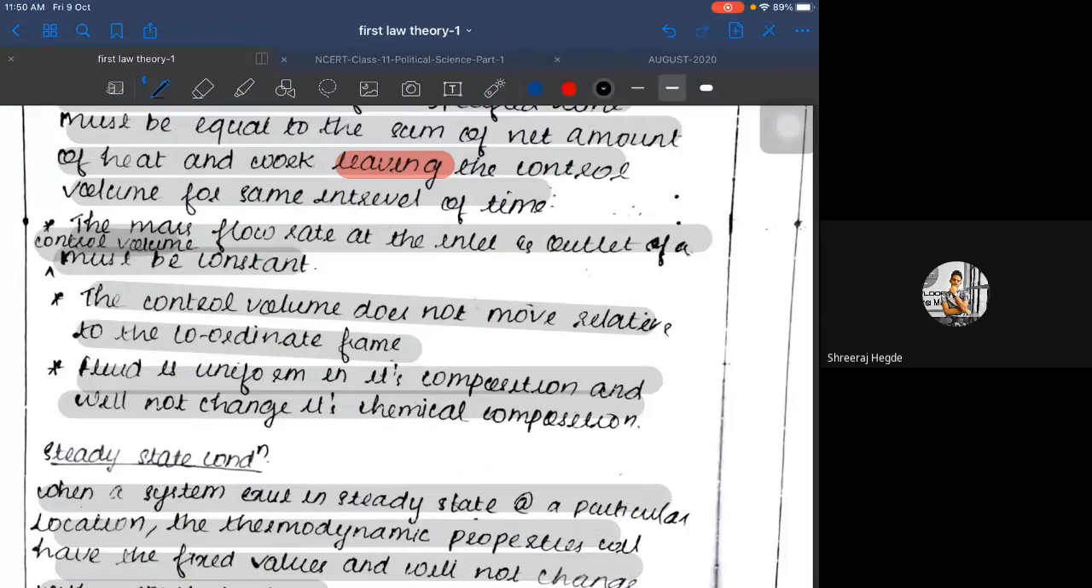The mass flow rate at the inlet and outlet of a control volume must be constant. That is what I've just said. So mass flow rate must be equal. The mass is different and the mass flow rate is different. So I would like to highlight on this. M indicates mass, whereas M dot indicates mass flow rate. The unit of mass is just kg, but the mass flow rate is kg per time, so I can take it as kg per second.